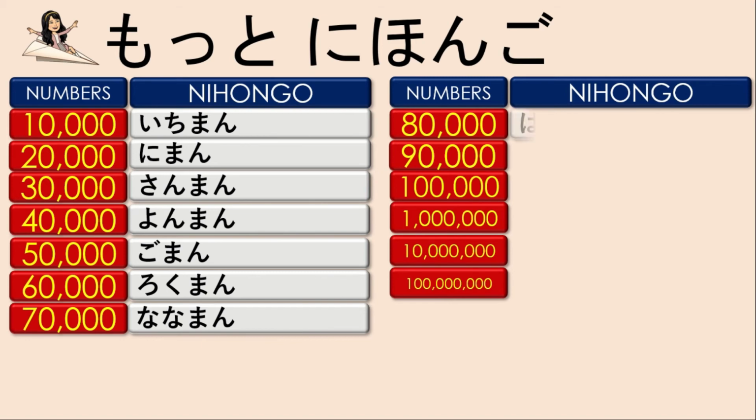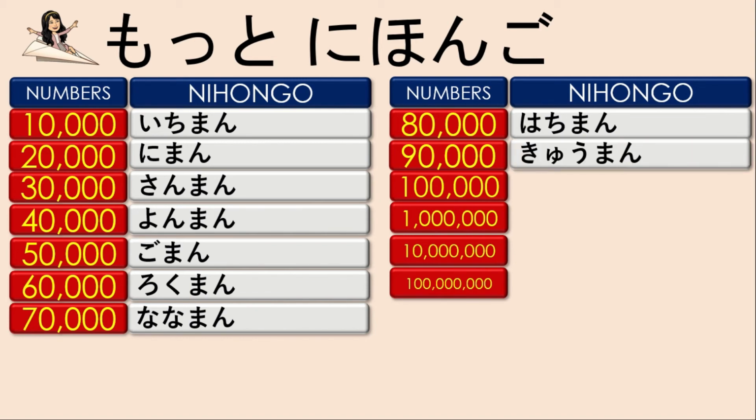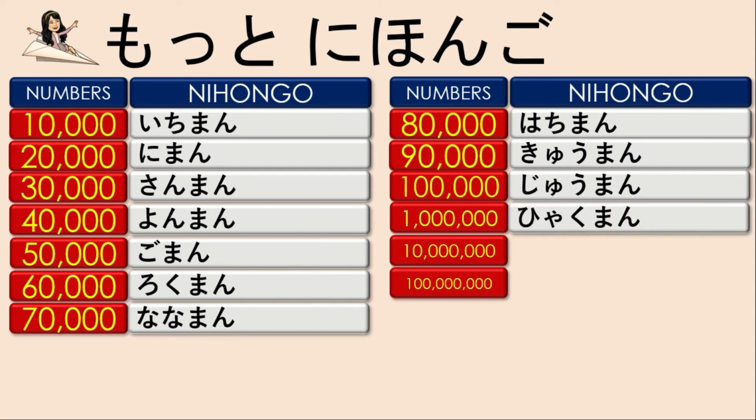For 80,000, you will observe that it follows a pattern. Hachiman, good. 90,000 is kyuman. 100,000 is juman. Let's proceed to 1 million. Hyakuman. Hyakuman. How about 10 million?